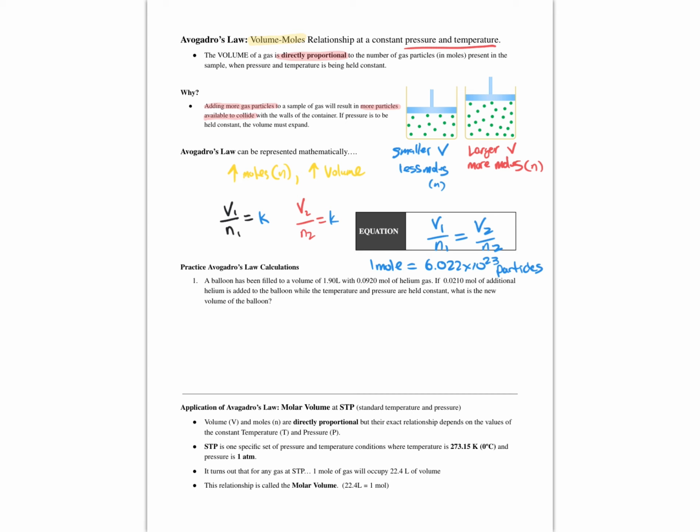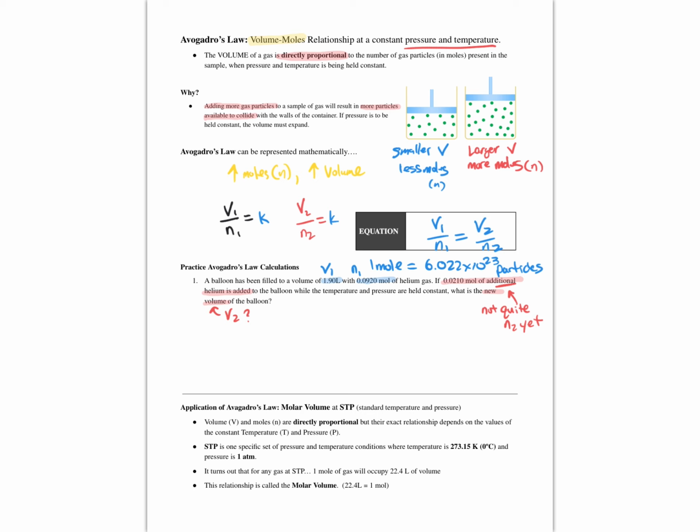Just like with the last couple of laws, try this one out, and I'll be back in a moment to show you the solution. So if we see here, we have a balloon with a volume of 1.50 liters, and it contains 0.0920 mole of helium gas. Now we're going to add 0.0210 mole of additional helium, and we want to know what is the new volume.